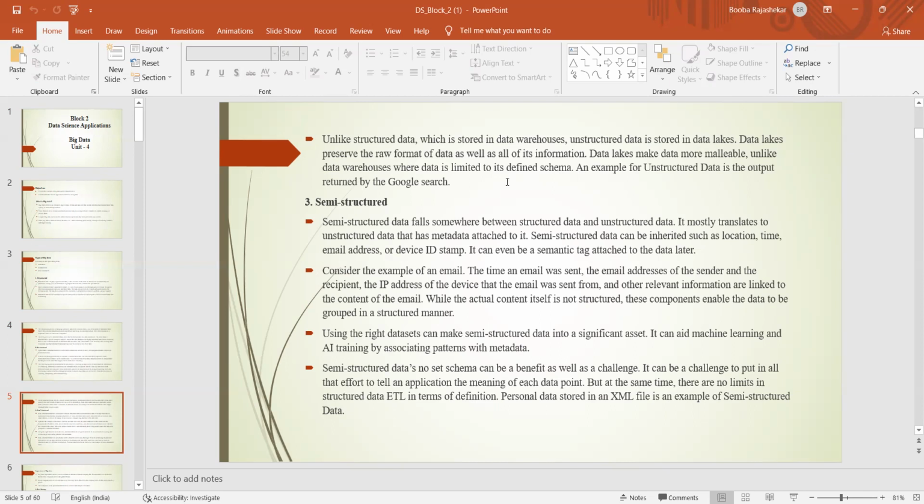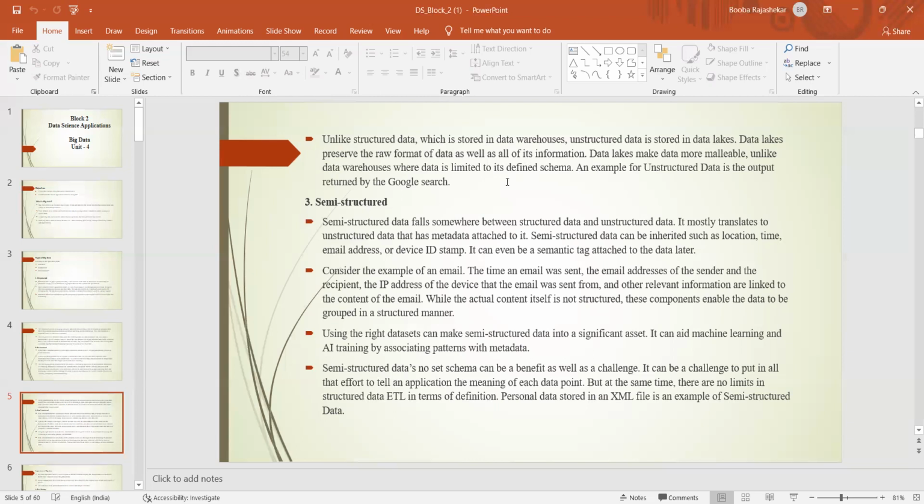It can be a semantic tag attached to the data. So in this semi-structured data, the time the email was sent, the email address of the sender and the recipient, the IP address of the device that the email was sent from, and other relevant information are linked to the content of the email. While the actual content itself is not structured, these components enable the data to be grouped in a structured manner.